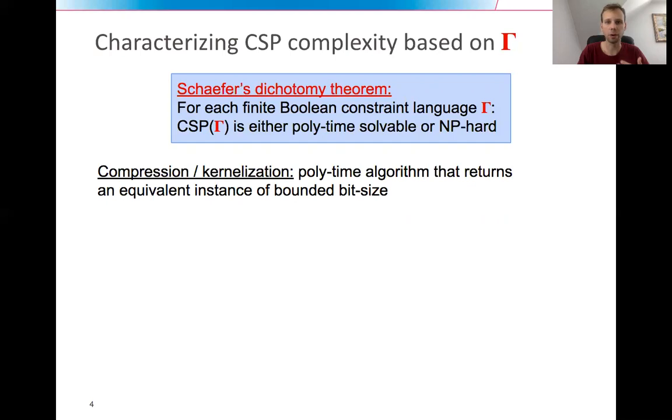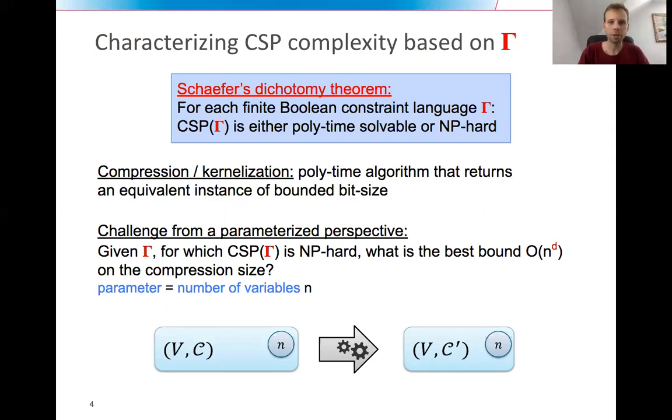When we work with an NP-hard problem, we can consider a polynomial time preprocessing algorithm that produces an equivalent instance of potentially smaller size. It can be useful to first compress an instance and then use a SAT solver to solve it brutally. From a parameterized perspective, it is interesting to understand what is the best compression size for CSP depending on Gamma. This idea of compression or kernelization originates from parameterized complexity, and here the parameter that governs the size of the kernel or the compressed instance is the number of variables n.